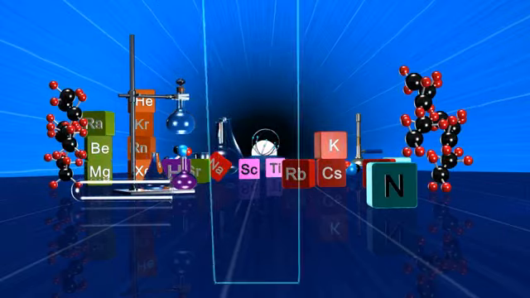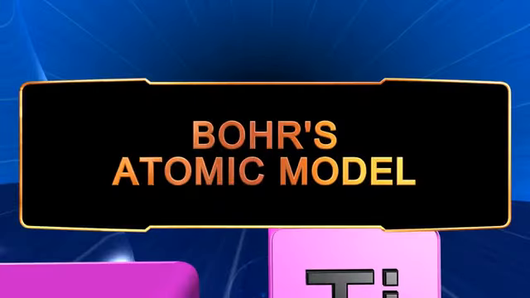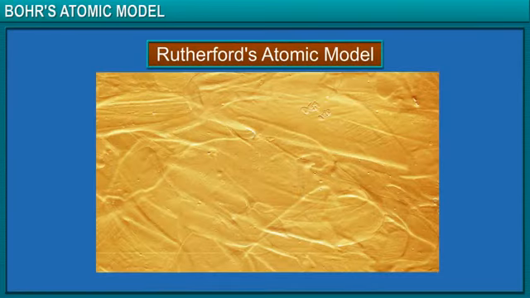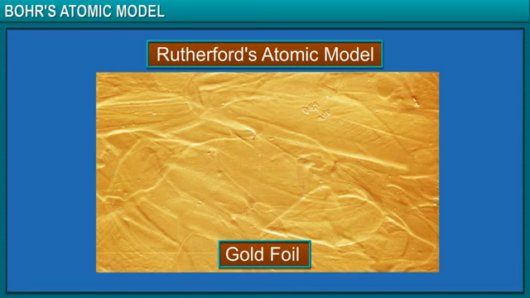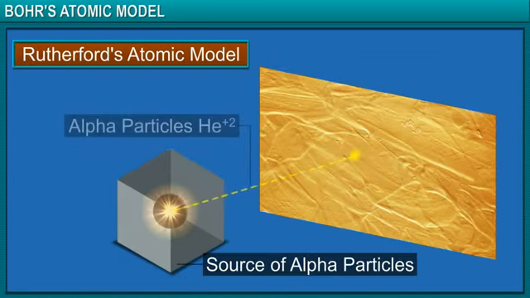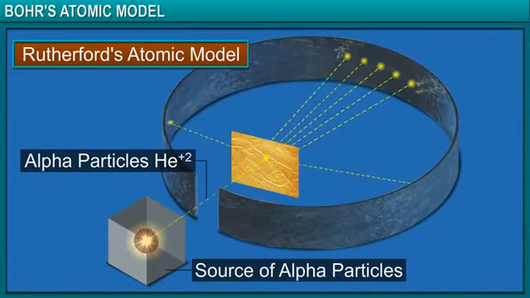In this module, you will learn about Bohr's atomic model. Thomson's student Ernest Rutherford conducted an experiment using gold foil which disproved Thomson's model. For his experiment, Rutherford used a gold foil which was about 1,000 atoms thick. He made a narrow beam of alpha particles fall on the gold foil. Alpha particles are doubly charged helium ions and have a mass of 4 atomic mass units.